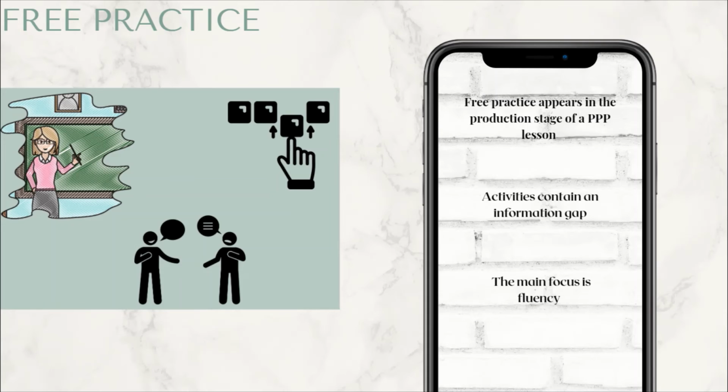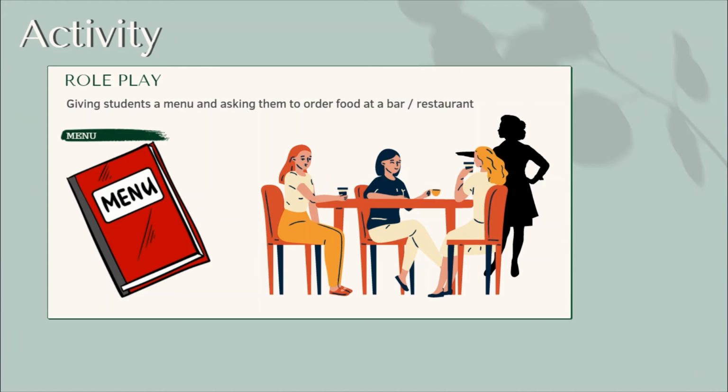Free practice activities many times contain an information gap, which requires students to exchange information in a meaningful way. The main focus of free practice is fluency. That means that correction on the spot should be done sensibly, and delayed feedback is favored. An example of a free practice activity is role play, in which we can give students a menu and ask them to order food at a bar.